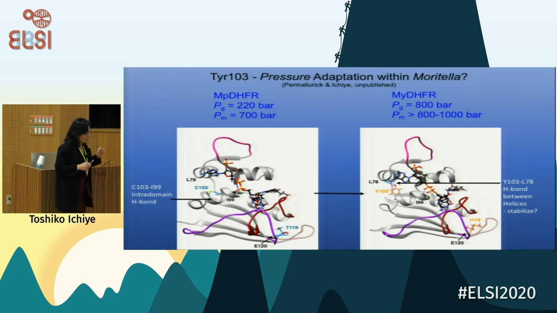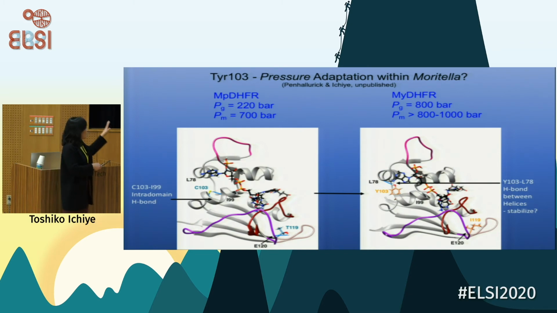So I showed you the case where melting pressure didn't make a difference. That's Moritella profunda DHFR. But actually, if you look within the same genus, within Moritella, there are some DHFR that are found at the bottom of the Mariana Trench. So they experience pressures close to 1,000 times atmospheric pressure. I say PG is 800 bar because its optimum growth is at 800, but it's actually found at the bottom of the Mariana Trench.